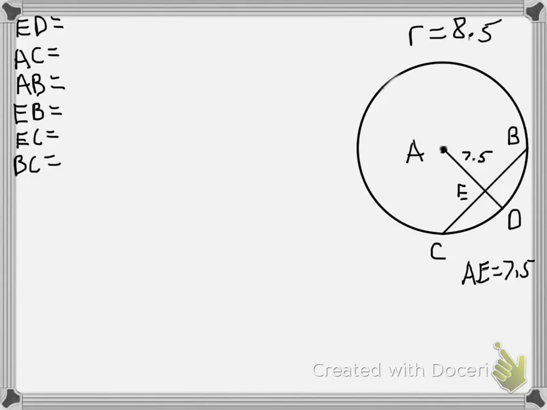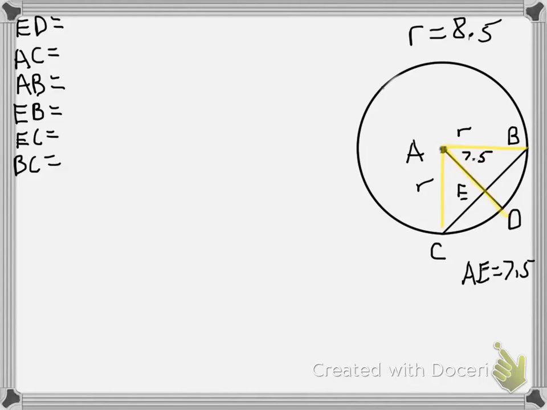In this example, we need to find a bunch of these measures, and we got this picture set up. I transferred the information onto the picture. The first thing is we need to identify some radii, so I'm going to highlight those in yellow. So this is a radius right here along A to D, and this is a radius from A to B, and this is a radius from A to C. So it's important that we get radii labeled. So I'm going to put those in.